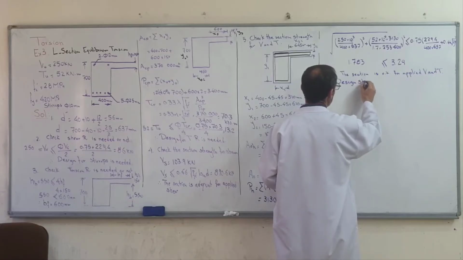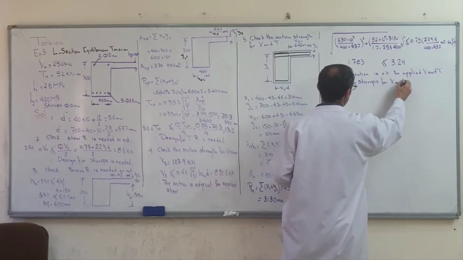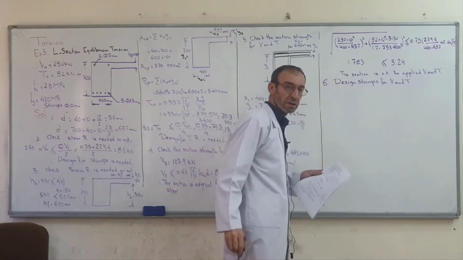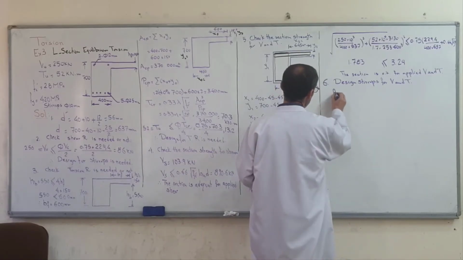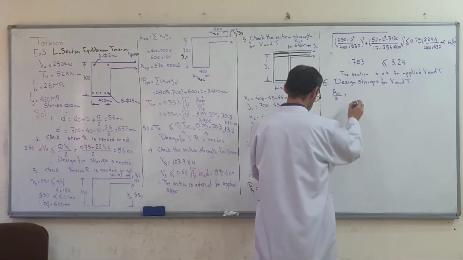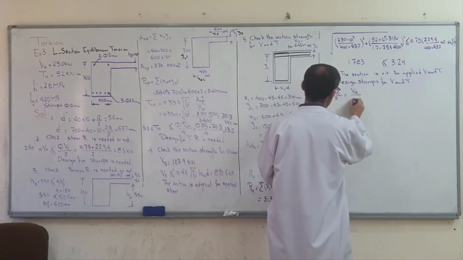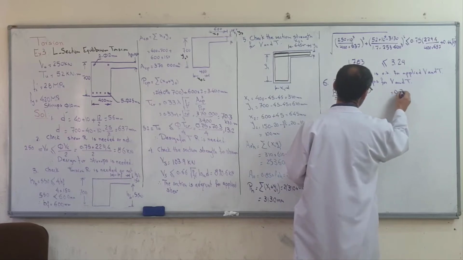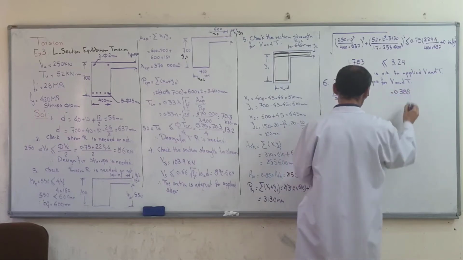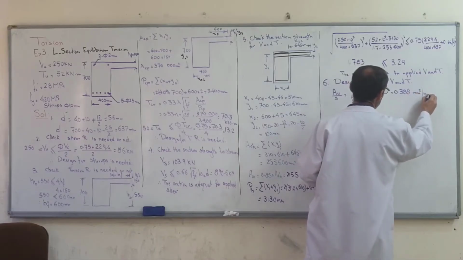Design stirrups for shear and torsion. Applied shear and torsion. For shear, we have a similar equation: Av over s is equal to Vs over Fy transverse times d. Same as the previous example, same value, substituting here, we get 3.388 millimeter square per millimeter.